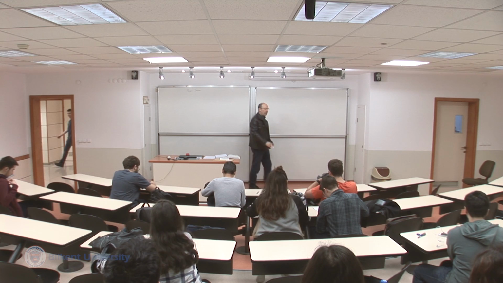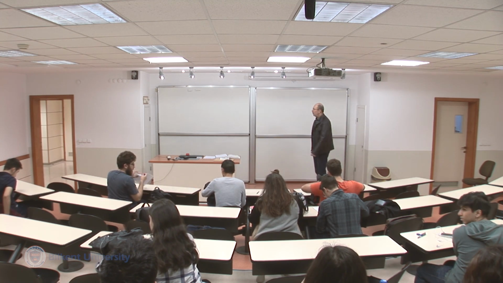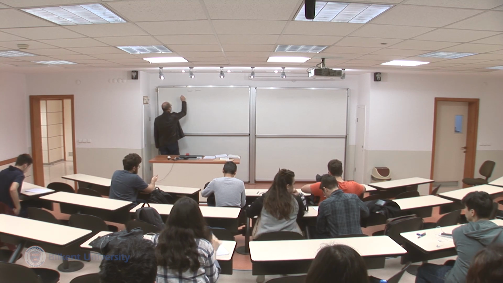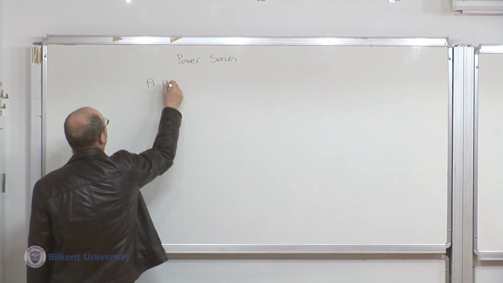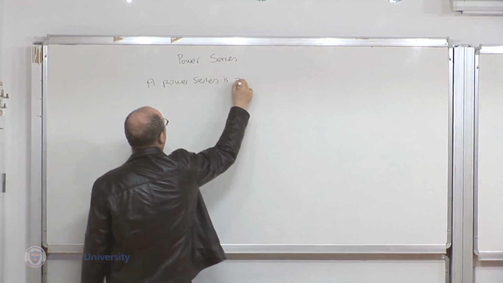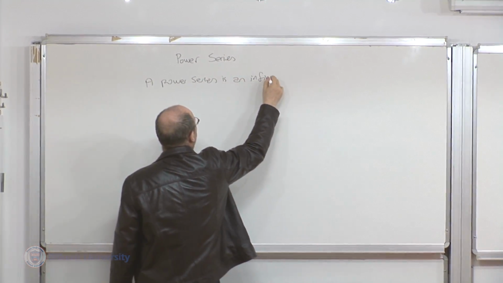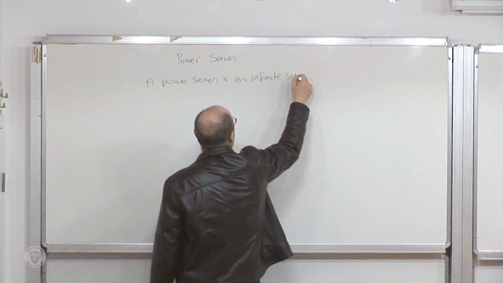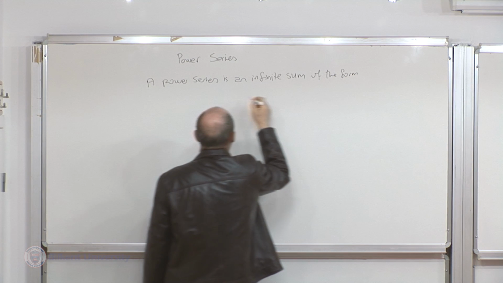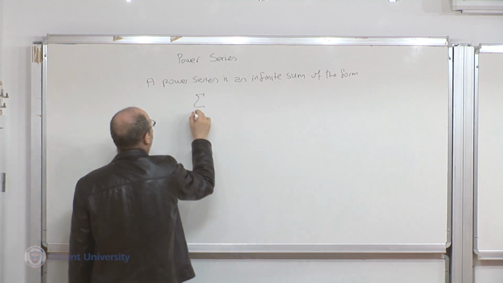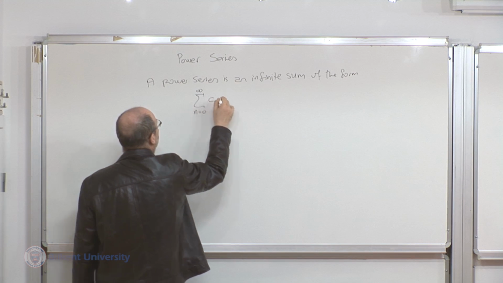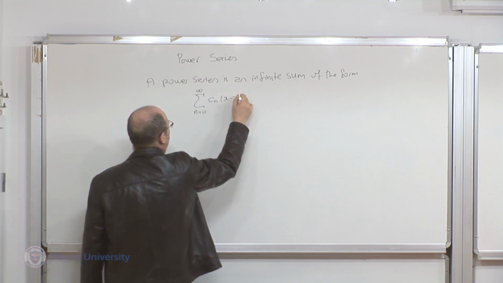So we were doing all those sequences and series actually to understand this part. A power series is an infinite sum of the form summation n equals 0 to infinity, say Cn times (x minus x sub 0) to the n.